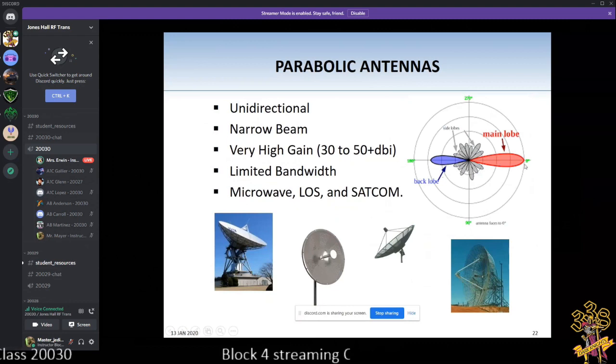You can see it's an extremely narrow beam. Okay? Gives you very high gain, limited bandwidth. It's going to operate in your microwave range. You can use it for line of sight. You can use it for SATCOM. You'll see dishes used for different things. For your TV.